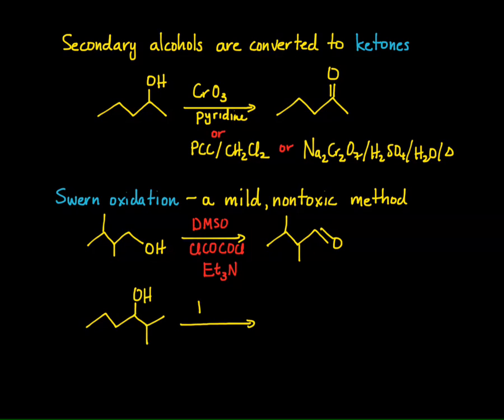Now, if I take a secondary alcohol and treat it with these reagents, the Swern reagents, then I can generate a ketone. So notice you could use chromium trioxide, you could use PCC, or you could use the Swern reagents to oxidize a primary alcohol to an aldehyde, and you can use all of the above to oxidize a secondary alcohol to a ketone.